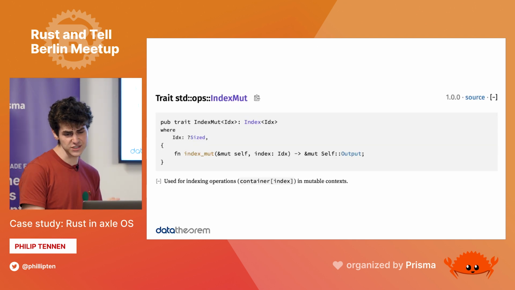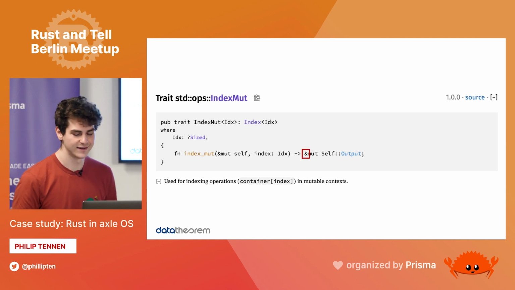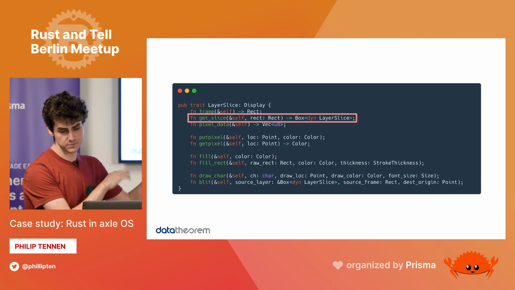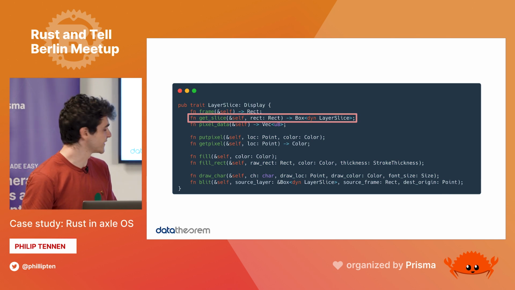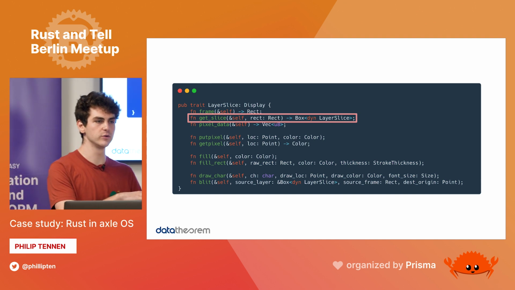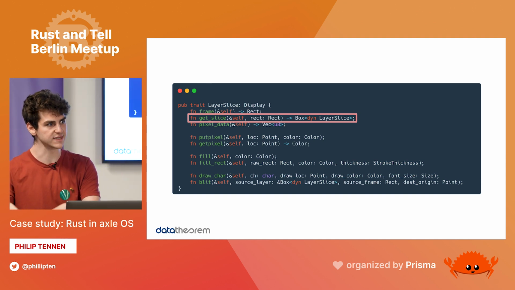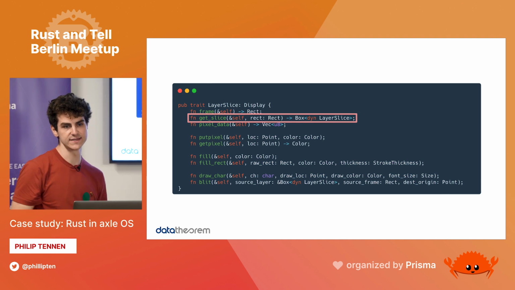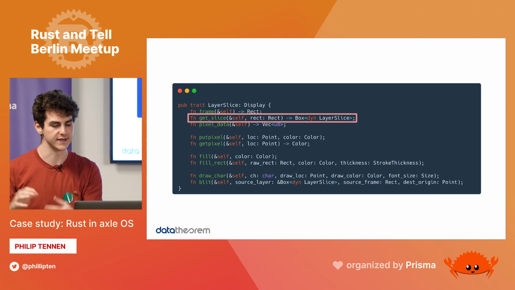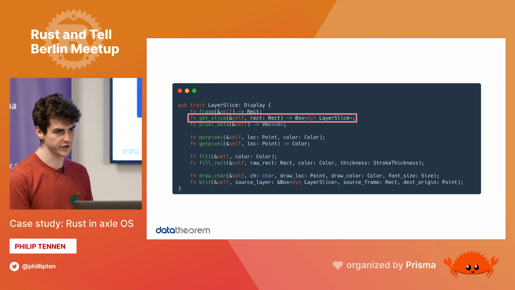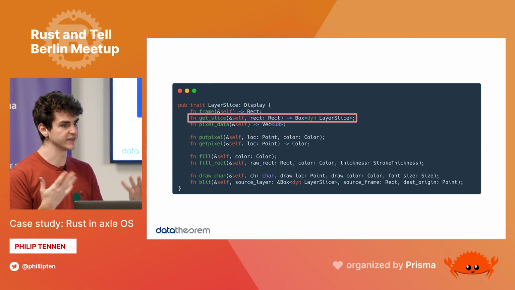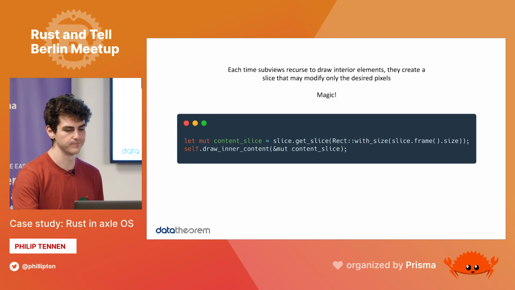I wanted to use the Index trait for this. Unfortunately, I couldn't do it because of that little ampersand. So this is sort of the bones of the trait that I ended up implementing for this. The idea is that anytime a subview recurses, anytime it wants to draw something else, you call this getSlice, and it returns a smaller slice. And then you can use all of these methods and what you get back to gradually build up the view. So it's really cool.